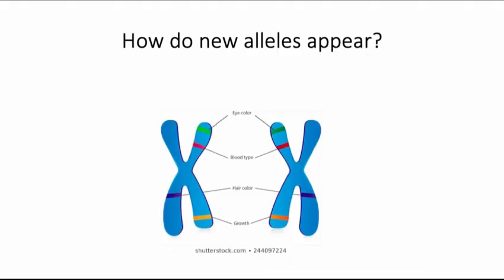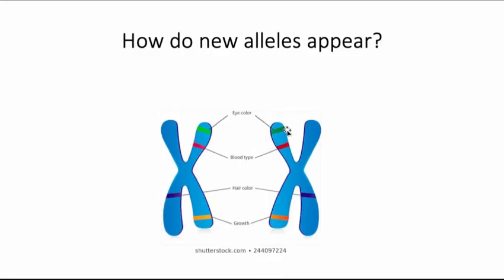So how do new alleles appear? And what is an allele first? So when we have a trait like eye color, we'll say the gene for eye color, then the allele is the specific character for that trait.